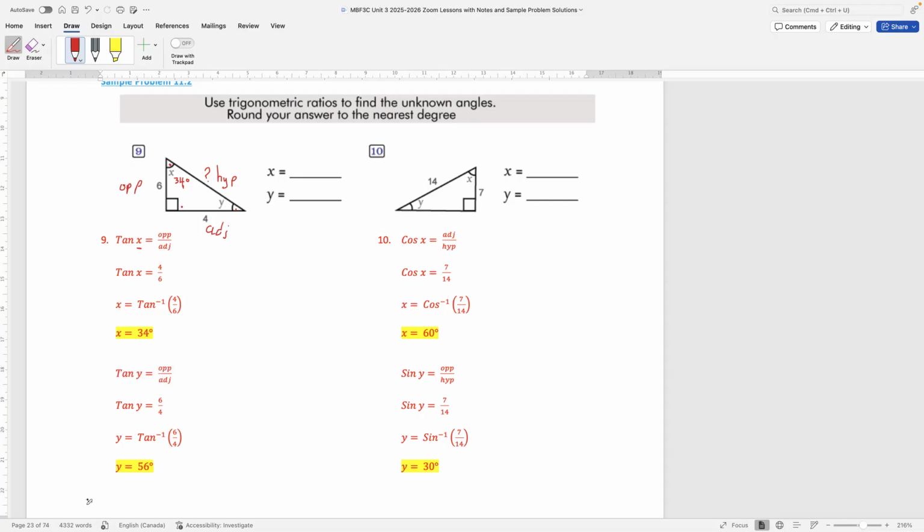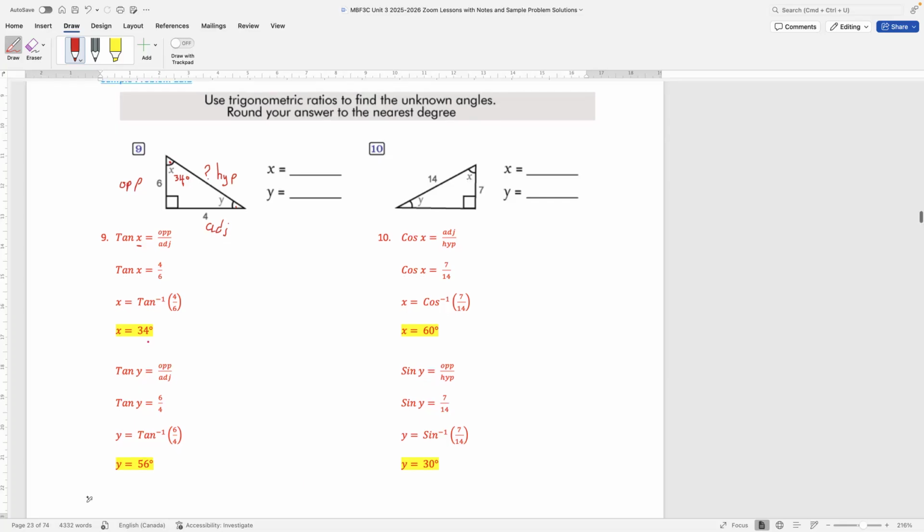Tan is opposite over adjacent. So tan of y is opposite 6 over adjacent 4. So now you're going to go tan to the negative 1 again. So our second function, inverse tan, 6 divided by 4. Close it, press equals. I'll get 56.3 or about 56 degrees. So 34, 56. So this angle is 56 degrees.